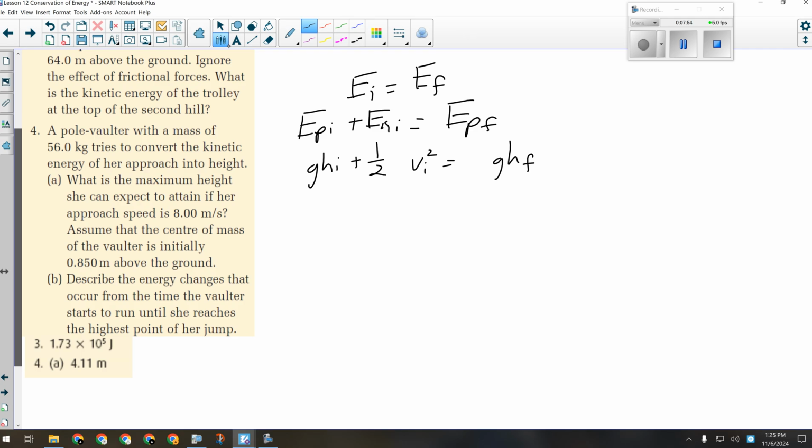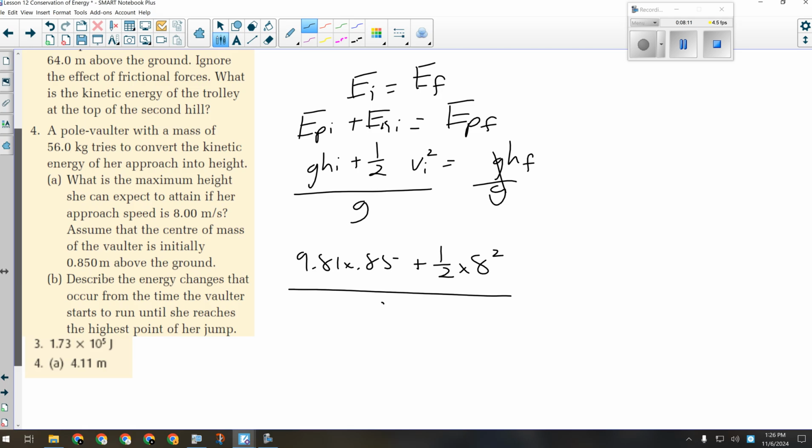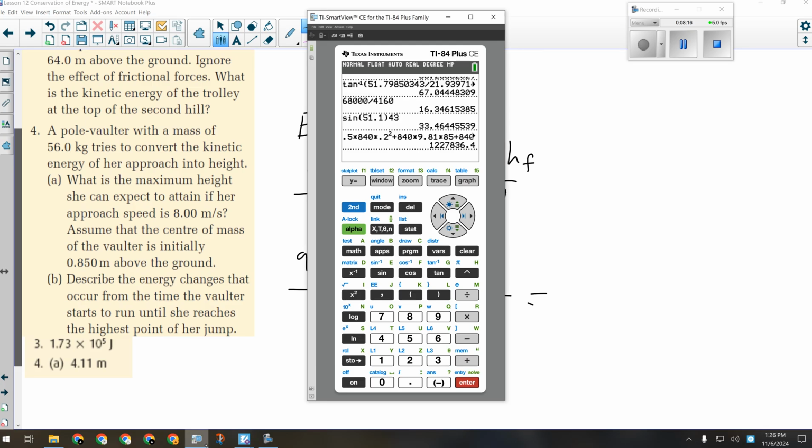So I'm going to get h final by itself, so I'm going to divide both sides by g, and then I'm just going to plug in my numbers. 9.81 times 0.85, okay, plus 1/2 times 8 squared, okay, divided by 9.81. Okay, so they're going to reach a height of 4.11 meters.